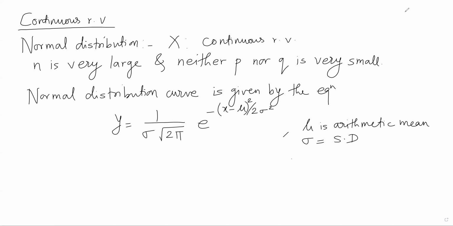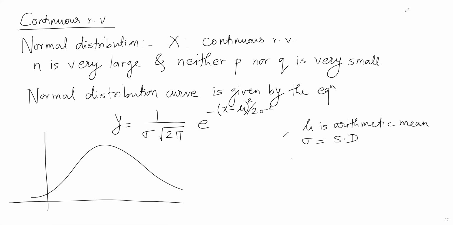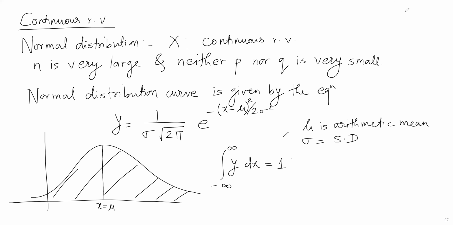Whenever we plot this kind of curve, it will look like this. It's a symmetric curve. Since it is a distribution function, we integrate from minus infinity to infinity, and the integral of y dx is always going to be 1. That means the area under the curve is always 1.